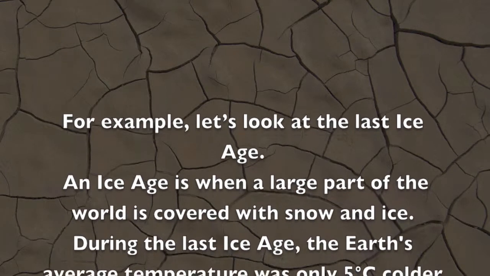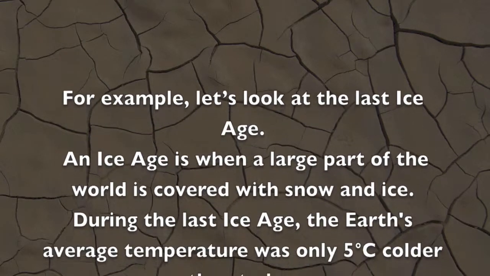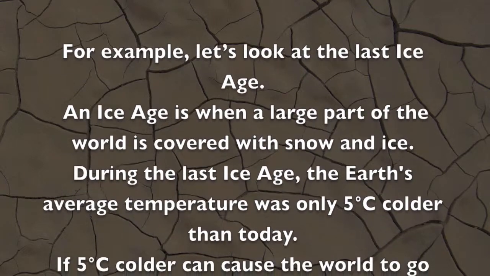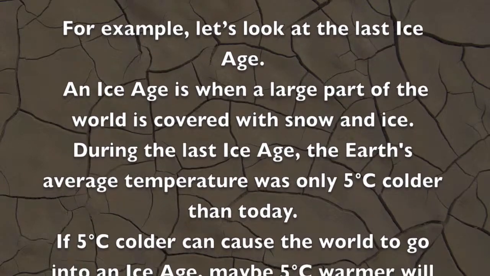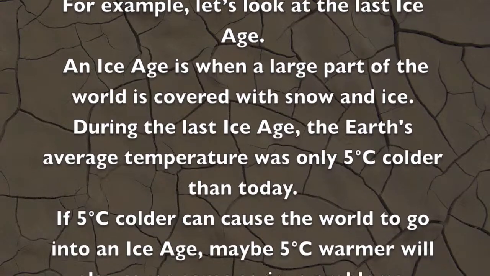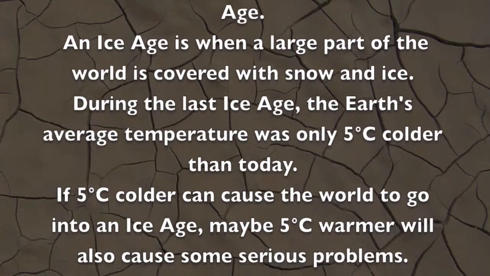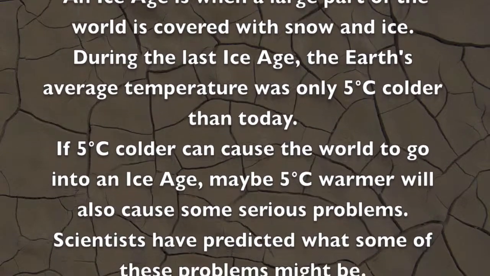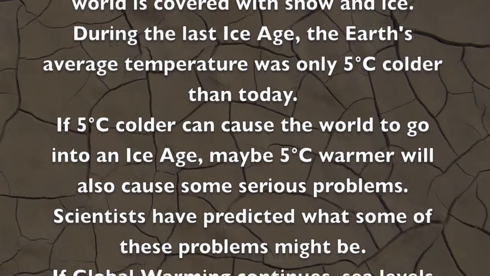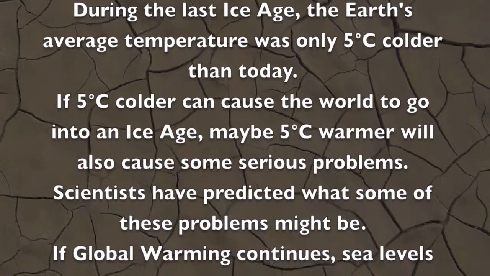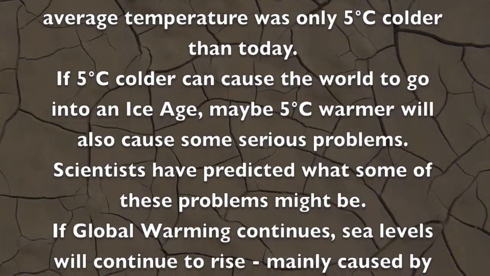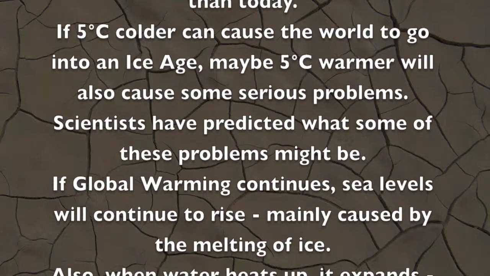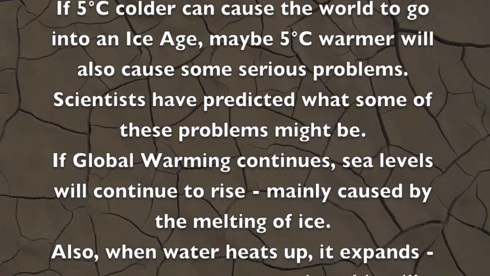For example, let's look at the last ice age. An ice age is when a large part of the world is covered with snow and ice. During the last ice age, the Earth's average temperature was only 5 degrees C colder than today. If 5 degrees C colder can cause the world to go into an ice age, maybe 5 degrees C warmer will also cause some serious problems. Scientists have predicted what some of these problems might be.